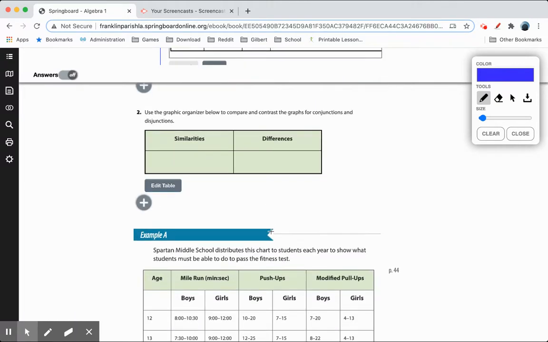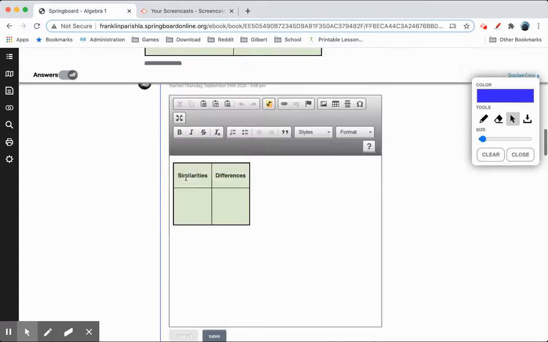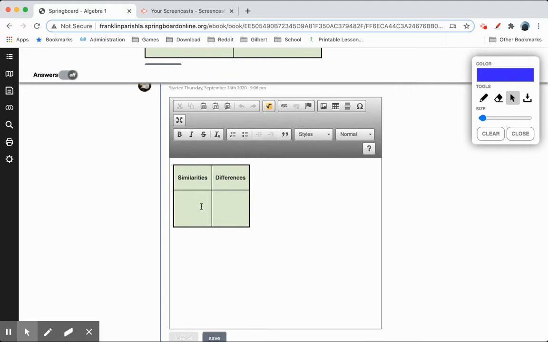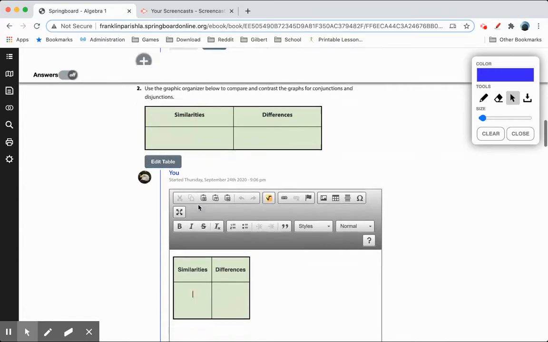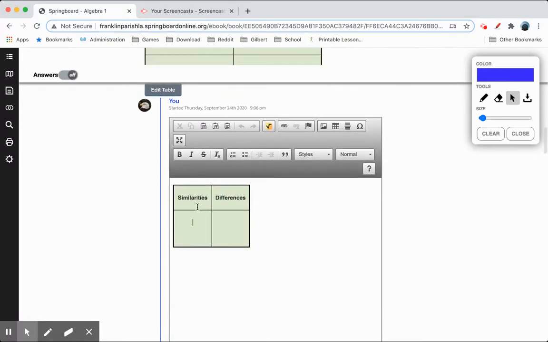All right. Use the graph organizer below to compare and contrast the graphs for conjunctions and disjunctions. All right. We just need to enter in a couple of different words for the similarities. They're similar in that, let's think, similarities between conjunctions and disjunctions. Well, they both are inequalities. They're not equations, they're inequalities.